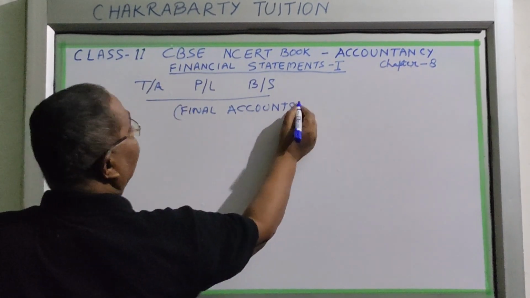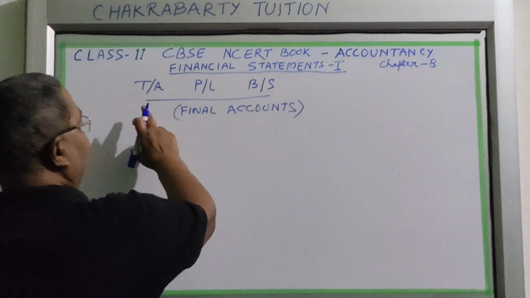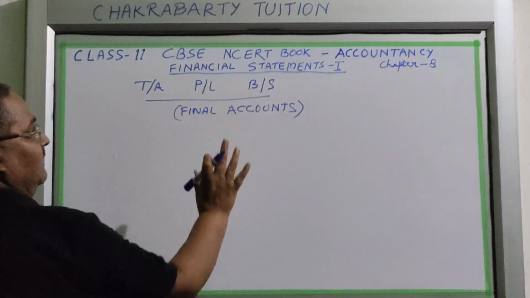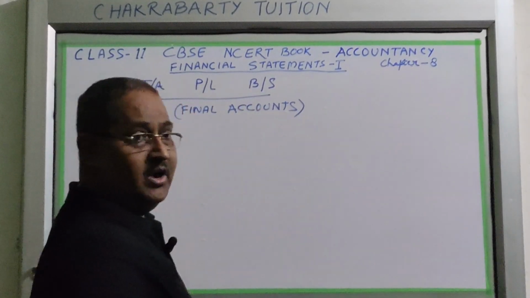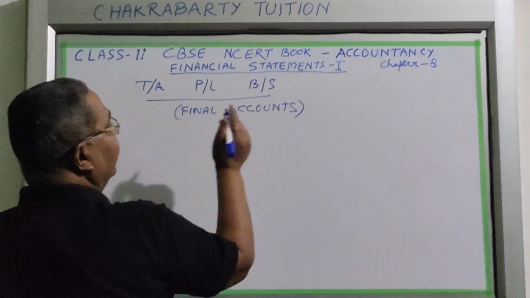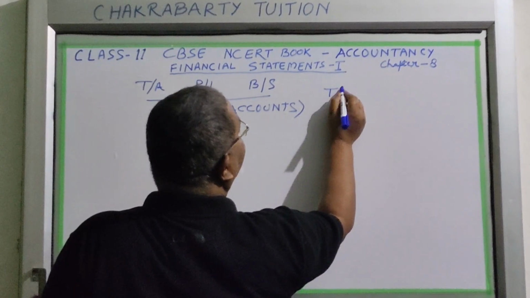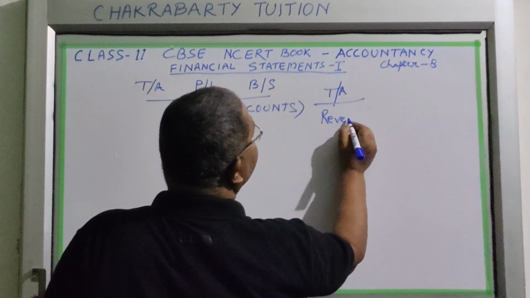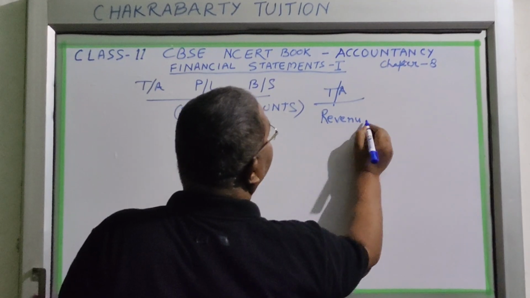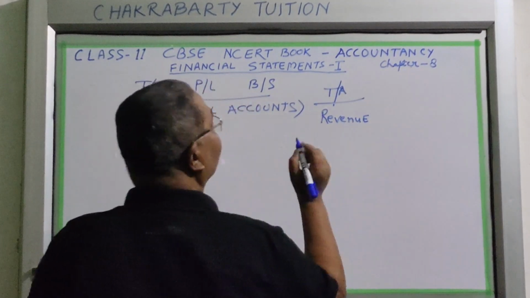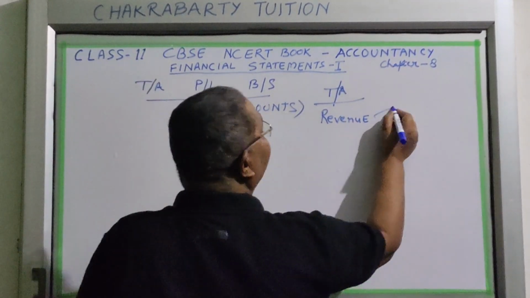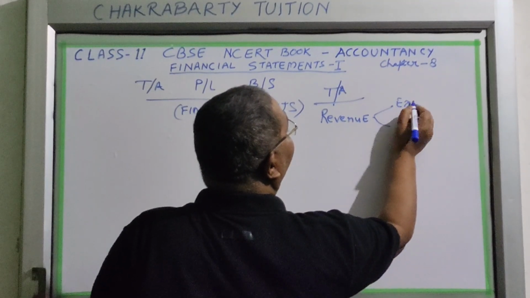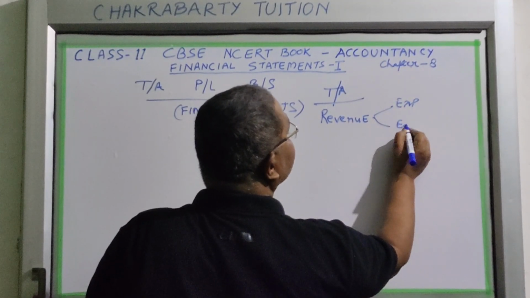These are also known as the final accounts. So here, trading account, profit and loss account, and balance sheet, three things we are going to discuss. In the trading account, we cover all the revenue items. All the revenue items may be expenses or earnings.